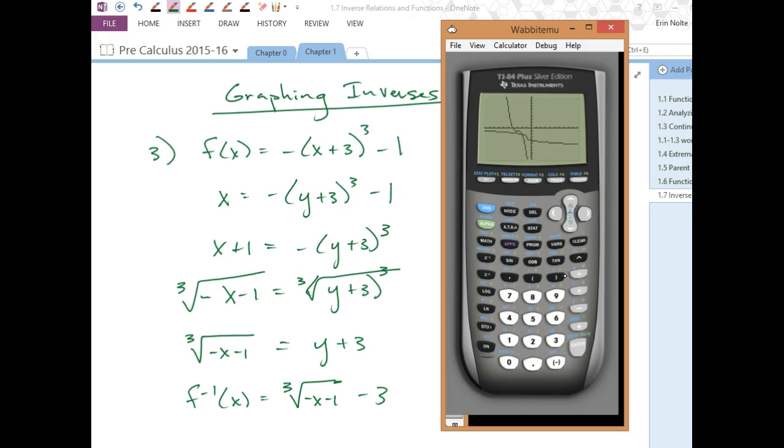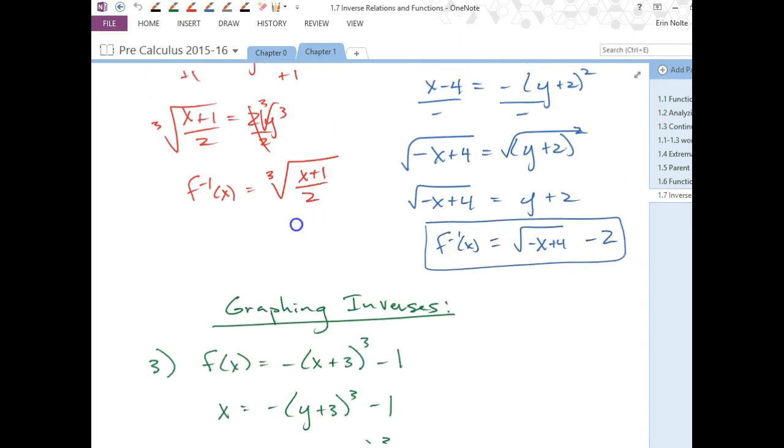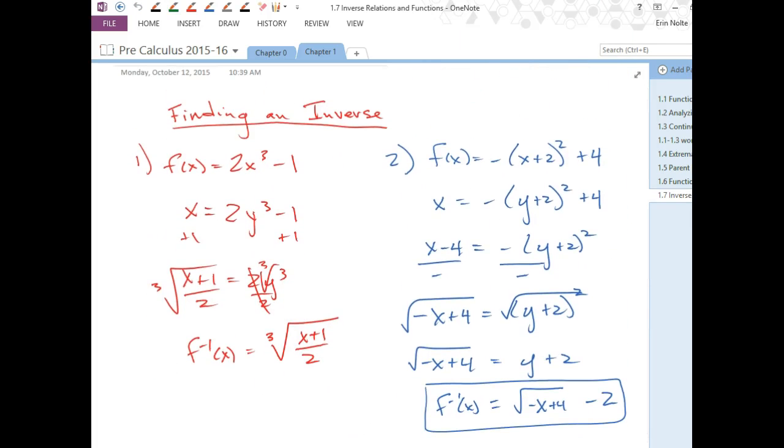Okay, so what really happened? No, it's reflected too. There is a reflection. Isn't it? Yeah. I don't know. Okay, maybe it would be useful if I also graphed question number 1 on here too.